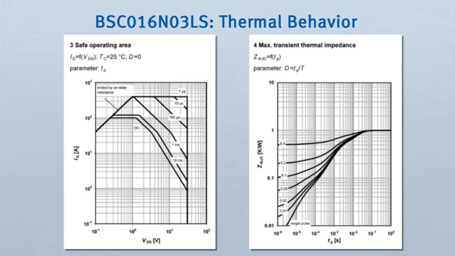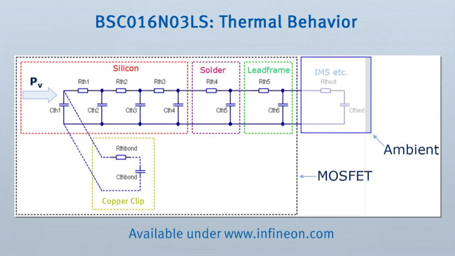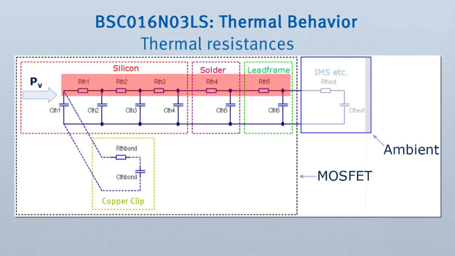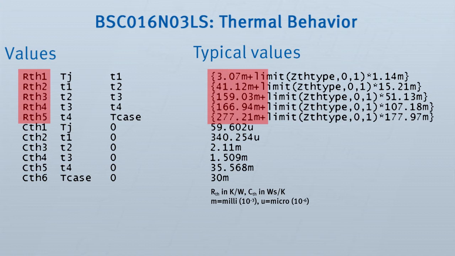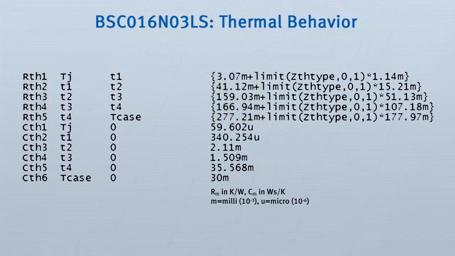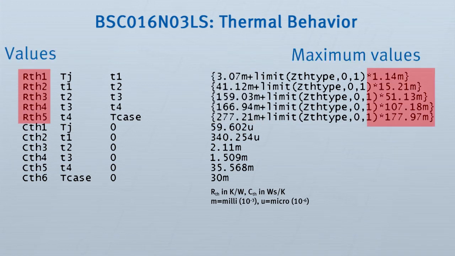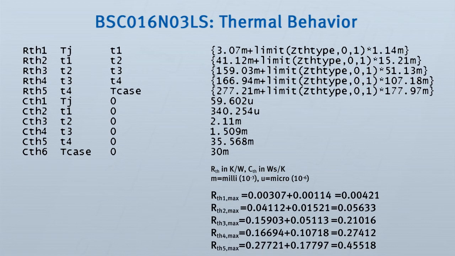Additional information you get if you use our PSpice library, which is available on the internet. You see here the thermal equivalent and simplified schematic with the thermal resistances and the thermal capacitances. The figures themselves you find also. Here are the typical values, and on the right side you will find the maximum values. Just to have a simplified look at that setup, let's summarize a little bit.